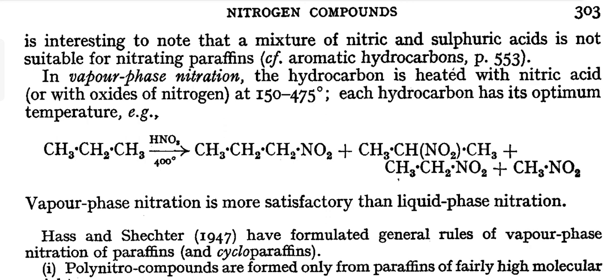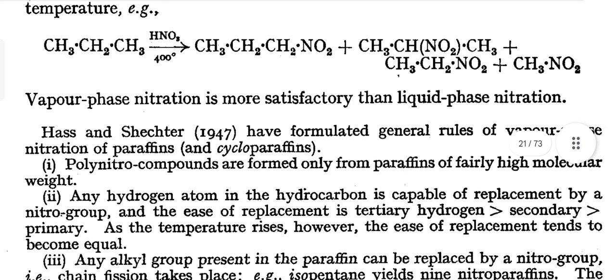In vapor phase nitration, the hydrocarbon is heated with nitric acid or with oxides of nitrogen at a temperature of 150 to 475 degrees Celsius. Each hydrocarbon has its optimum temperature. For example, if we take n-propane and heat it with HNO3, basically nitric acid, at 400 degrees Celsius, then different kinds of products are obtained, like 1-nitropropane, 2-nitropropane, nitroethane and nitromethane also. Vapor phase nitration is more satisfactory than liquid phase nitration.